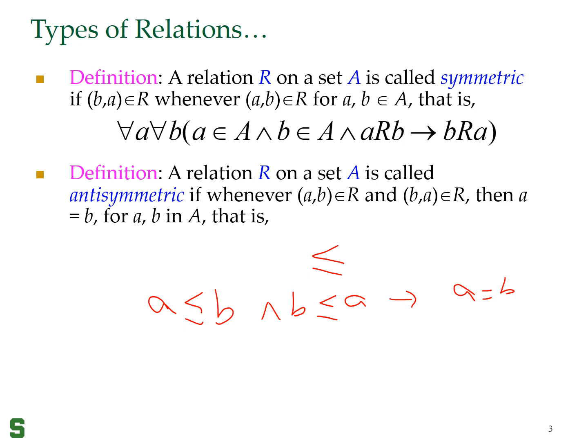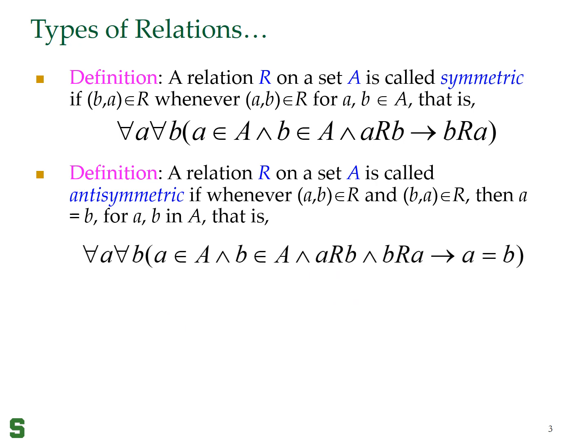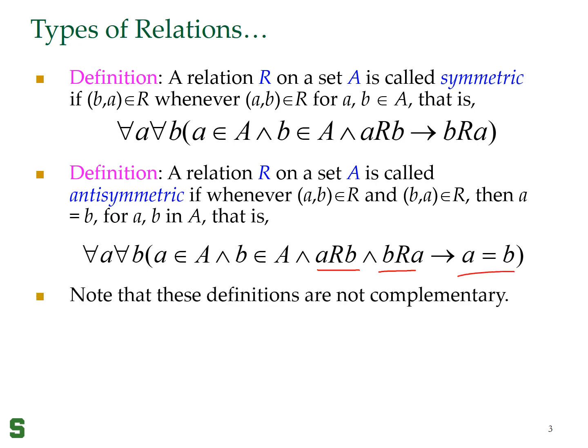Once again, a relation does not have to be symmetric or antisymmetric. It can in fact be both, and we'll see instances of this, and it is possible that it's neither. So the way we can write antisymmetric relations is if I have ARB and I have BRA, then A must be equal to B.